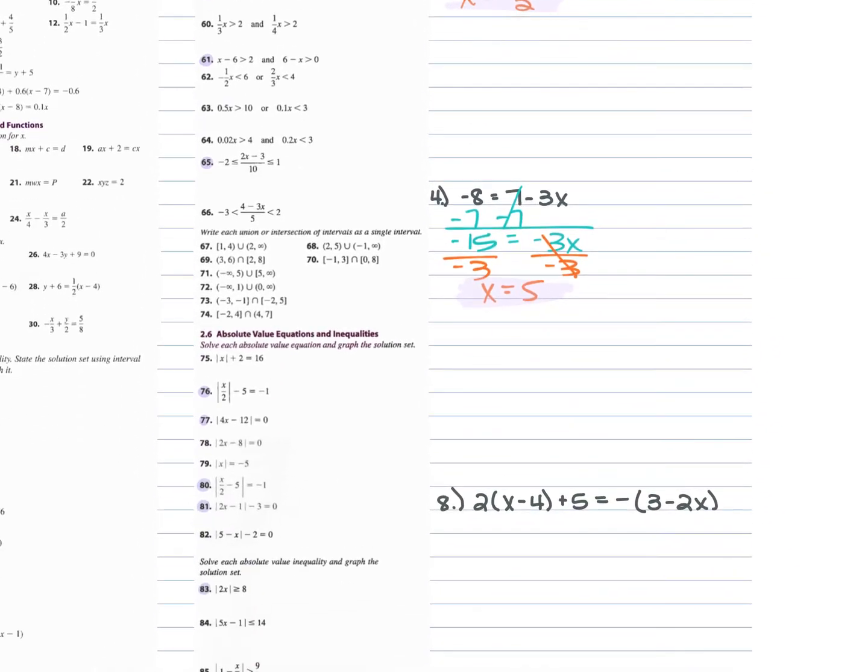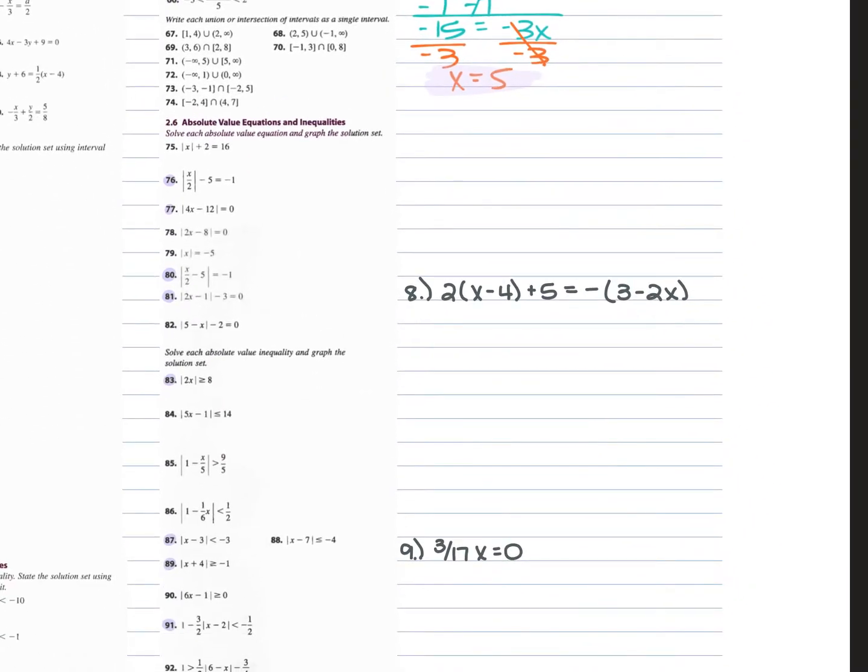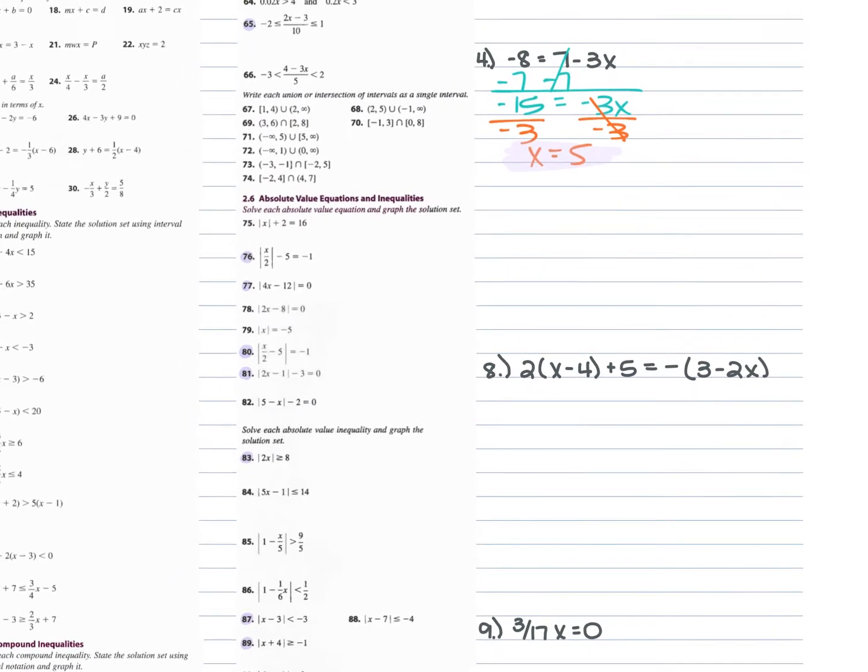So next we're going to look at number 8. We have 2 times x minus 4 plus 5 is equal to the opposite of 3 minus 2x. So first thing we're going to do on both sides is what? Distribute. So we're going to distribute the 2. 2 times x is 2x, 2 times negative 4 is negative 8. So plus 5 is equal to distribute the negative. So negative, or the opposite of 3 is negative 3. And the opposite of negative 2x, positive 2x.